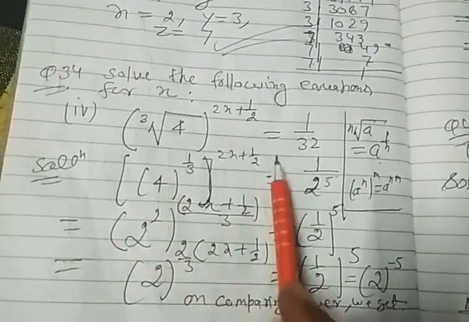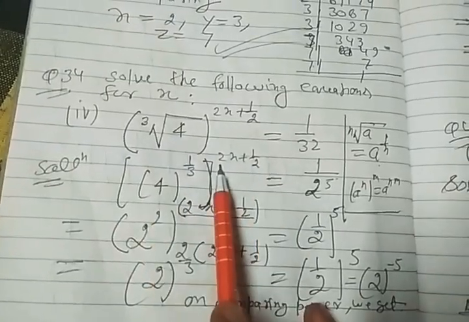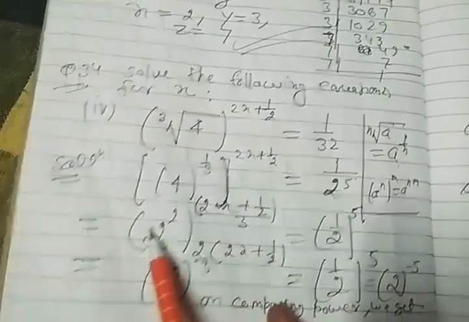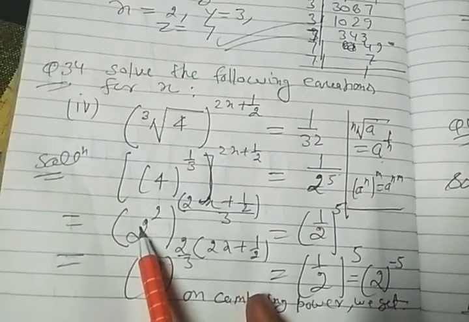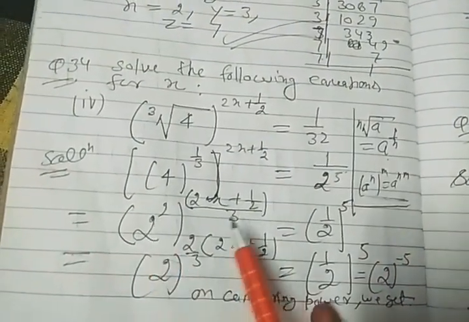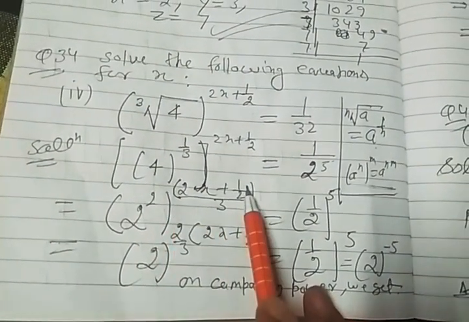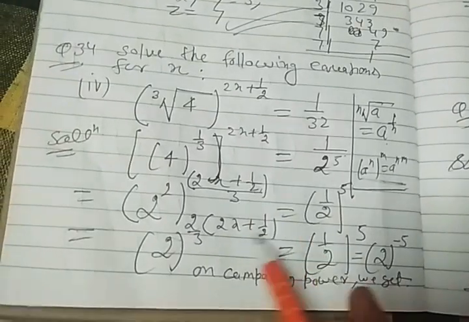Now in this bracket we apply the power law, so the power will be multiplied. So (2x plus 1) whole divided by 3, and 4 can be written as 2 squared. Again we use this formula, the power law. So here this can be written as 2 upon 3, power will be multiplied, 2 upon 3 times (2x plus 1) upon 2.